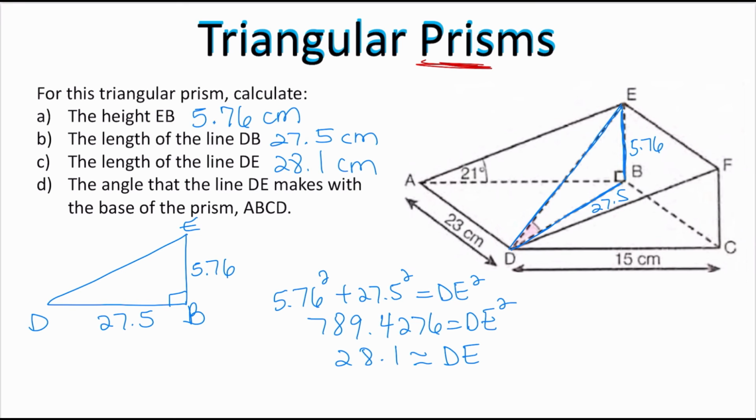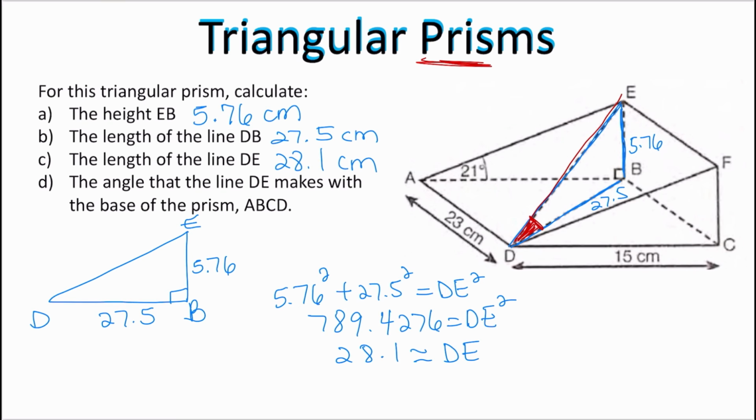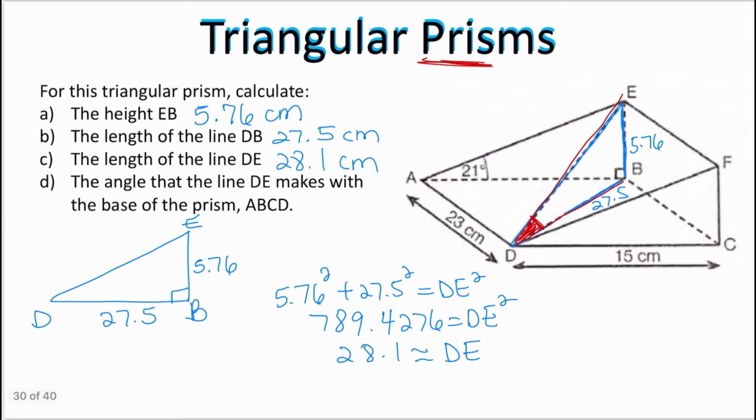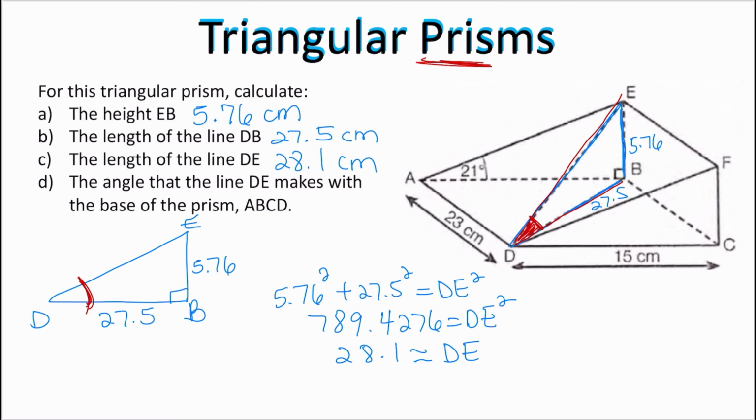Finally, in part D, we're asked to find the angle that the line DE makes with the base of the prism. And they were kind of nice enough because you can tell that right here, this is the angle they are referring to, which is the angle that DE makes with the base of the prism. So we already have this triangle drawn. That's basically the information that we want. According to the triangle, opposite of this angle, which I'm going to call theta, is 5.76. The other side is the adjacent side.